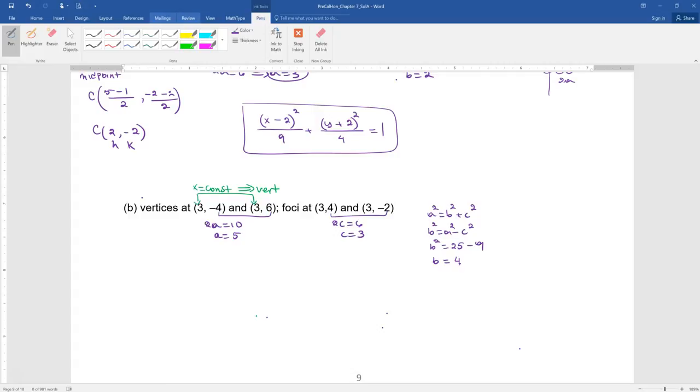So now it's going to be, what about my center? Center is at the midpoint, and like Jacob pointed out earlier, the same constant in the vertices is going to be the same constant in the center. So it's going to be 3 comma what? What's the middle of -4 and 6? 6 minus 4, 2 divided by 2, 1.